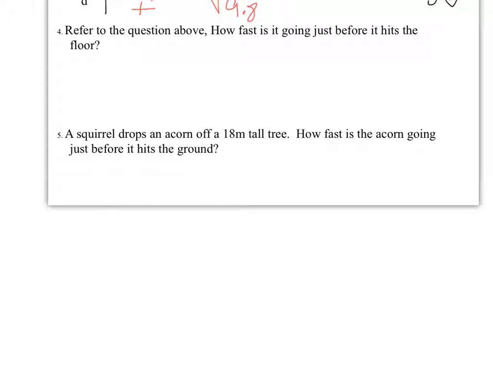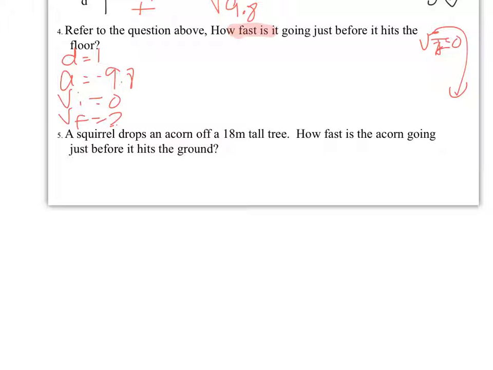Number 4 asks us to refer to the same question that we just did. So we still know our displacement is 1. We still know that gravity was accelerating it. We still know that because it was falling, the initial velocity was 0. And this time they're asking us to solve for how fast. Fast would be our final velocity.